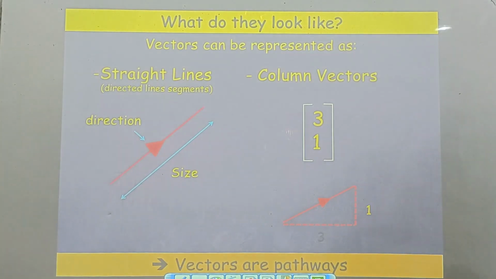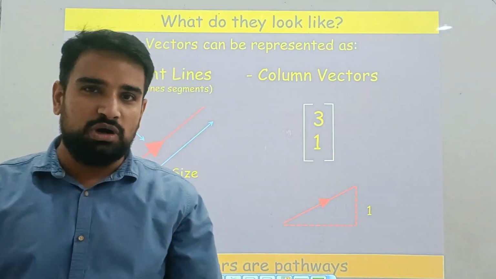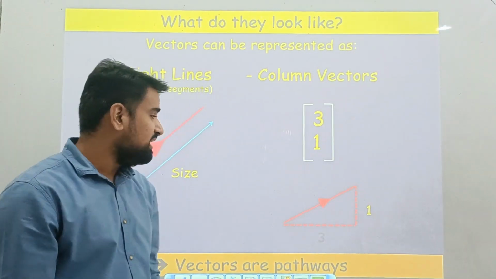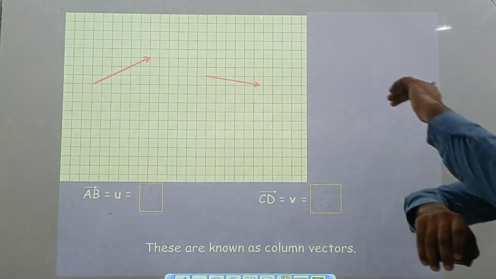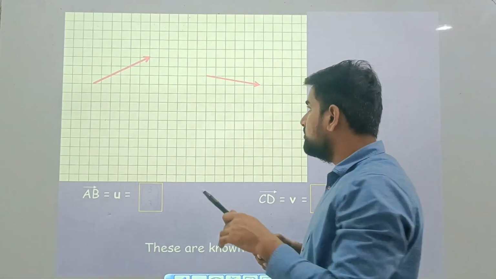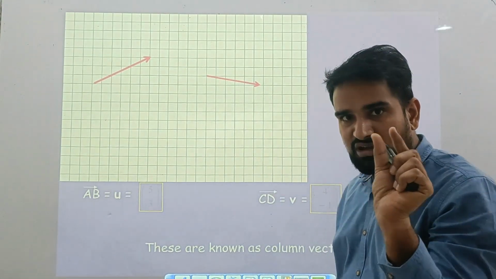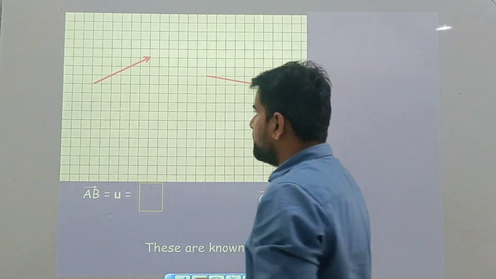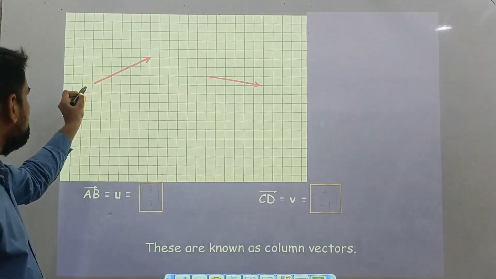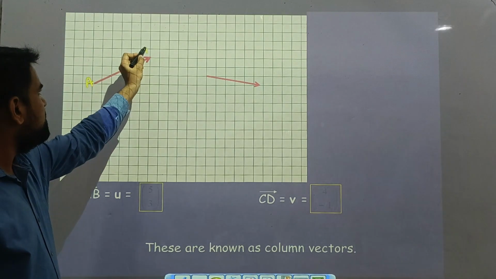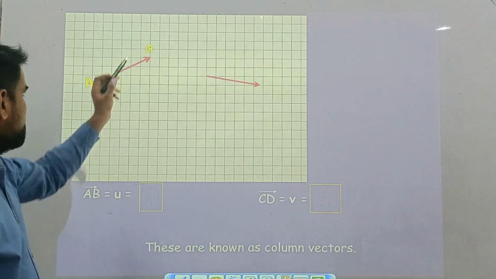So vectors are pathways. This is also a quite accurate word, that vectors are a pathway. Let's move ahead. Now I'm showing you a graph paper, a tracing paper, in which each box is representing a specific quantity, a unit value. If I mark the start here as A, and I mark it here B, then from A to B, how many columns are there?